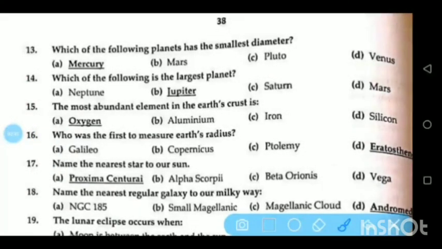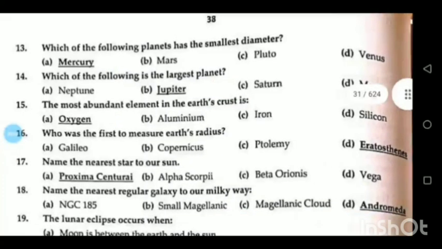Which of the following planets has the smallest diameter? Mercury. Which of the following is the largest planet? Jupiter. The most abundant element in the Earth's crust is oxygen. Who was the first to measure Earth's radius? Eratosthenes.